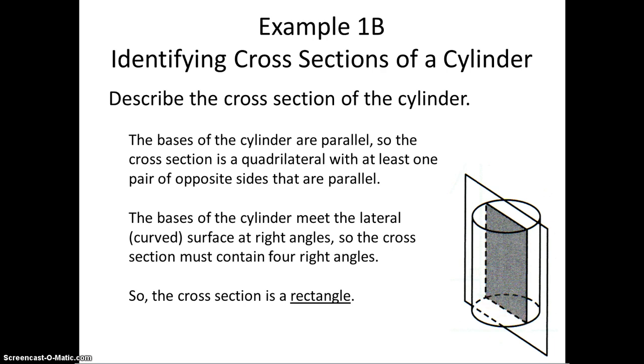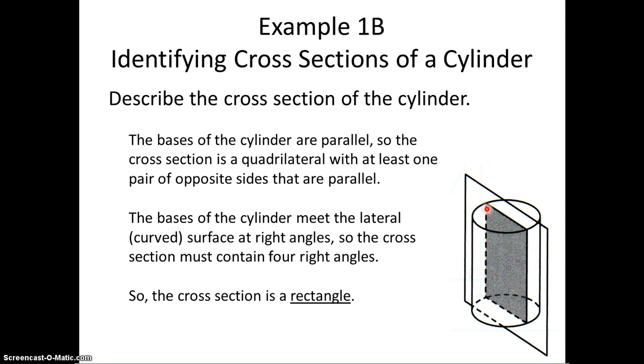Also notice that the bases of the cylinder meet the lateral edges, or the side of our cylinder. If you think of it as a can, it would be the side of the can. The top and bottom of this can meet the sides of the can at right angles. So what we're saying here is that the angle formed between the side of the can and the top of the can is a right angle.